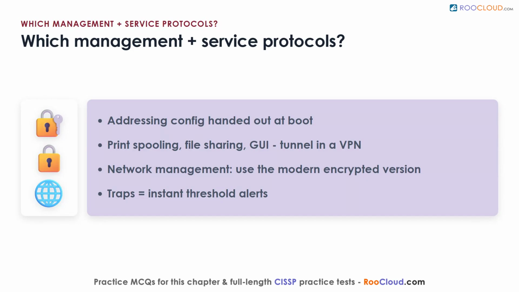Finally, there is the network management protocol used to collect health and status from routers, switches, and firewalls across your environment. Its early versions sent authentication text in the clear, so insist on the modern, encrypted version. Its status alerts, called traps, notify your console the moment a threshold is crossed.